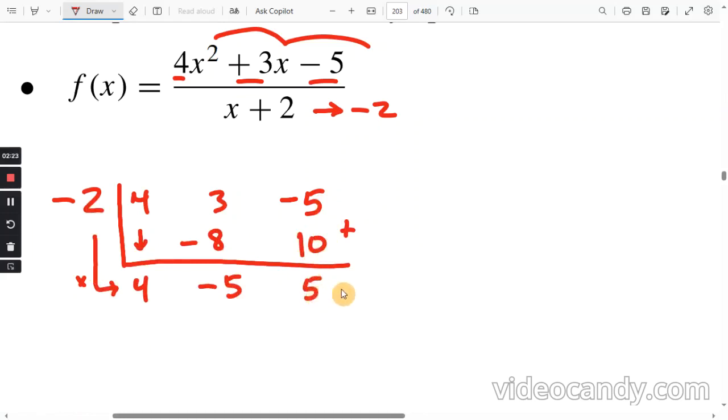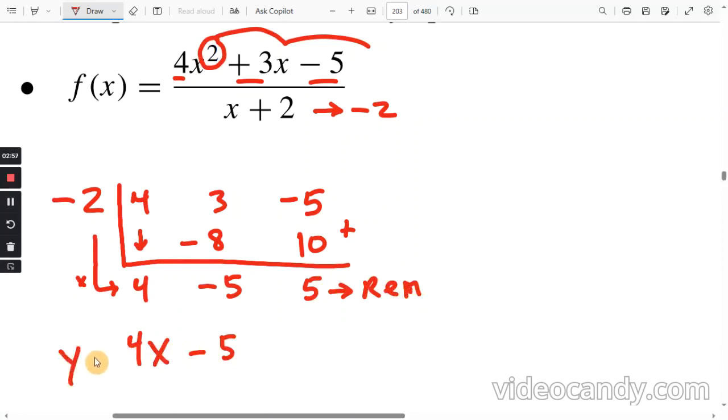Okay, we're probably just going to ignore the remainder. And remember, when you use synthetic division, the exponent on the answer is 1 less than the greatest exponent in the numerator. So if the exponent here is a 2, the exponent here is just a 1. So it's 4x to the 1, or just 4x, then -5 with no x, and we're just going to ignore the remainder. All right, so this right here is your slant asymptote.